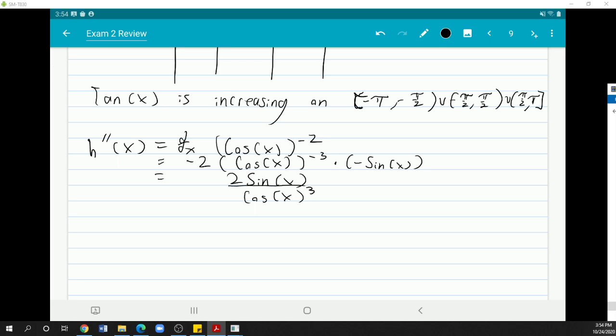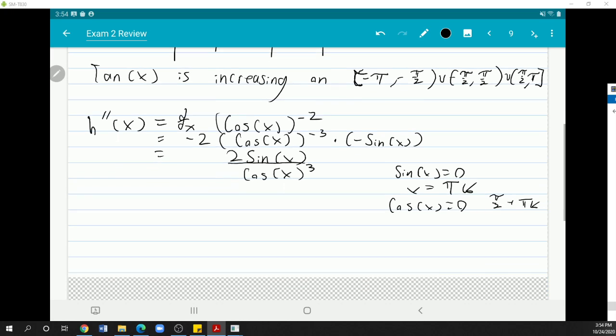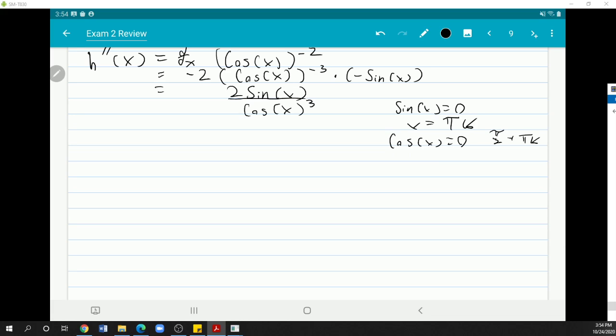And now we look for zeros on this. Where does that happen? Either sine of x is equal to 0, where I get x equals pi k, or cosine x equals 0, which is pi over 2 plus pi k, giving us the same zeros we had. And now we do all these in a sign chart. So minus pi, minus pi over 2, 0, pi over 2 to pi.